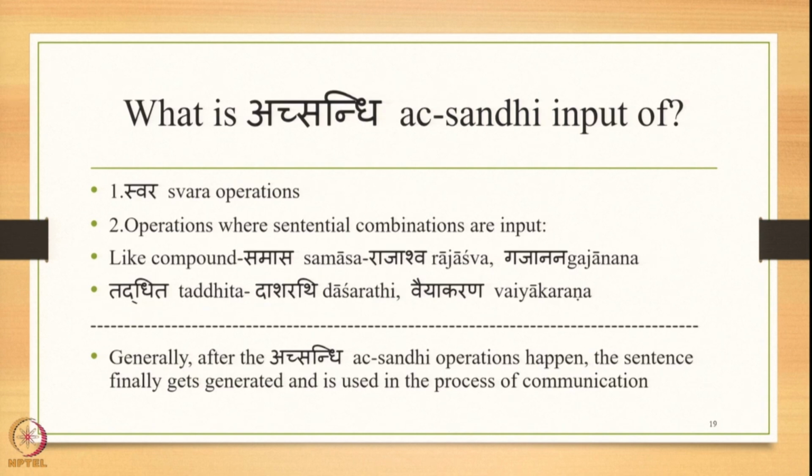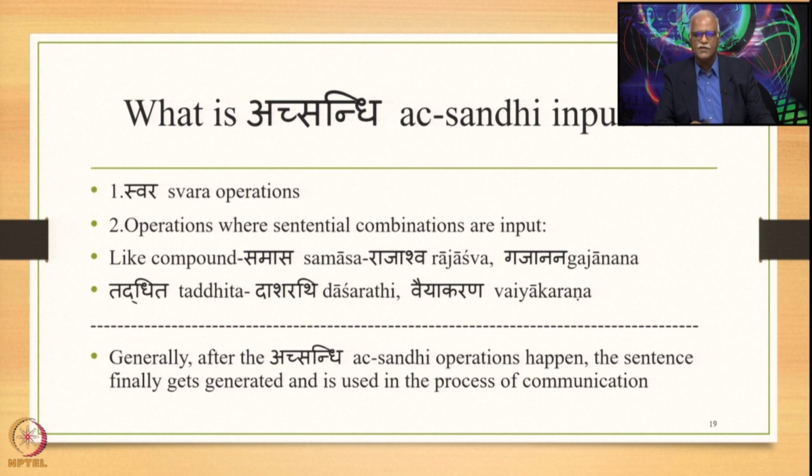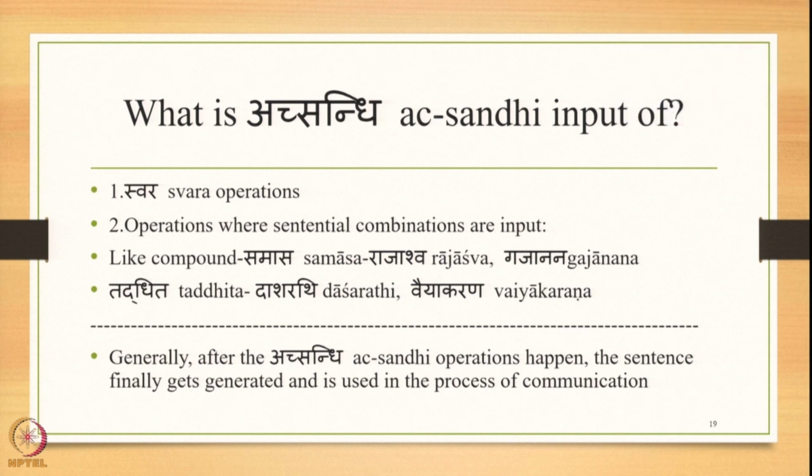So, next important question is, what is sandhi an input of? As we saw, A plus B is the input and C plus B is the output in one case, and A plus B is the input and C is the output in the other case. What is this C plus B and C an input of? What does it feed into? And here are the answers. Swara operations, the operations dealing with the accent, and we shall study this aspect in detail in subsequent lectures in this particular course. Swara operations happen after these sandhis happen. So, sandhi is an input to these swara operations.